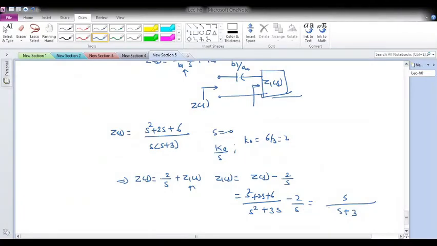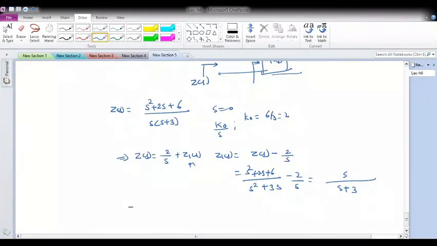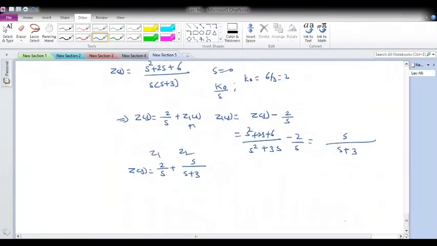Okay, if you solve, you will get s upon s plus 3. So with this, your resultant Z of s you can write as 2 by s plus Z1 of s. Obviously, if Z of s is PR, then Z1 of s is s upon s plus 3, and the individual Z1 and Z2 will be the sum of individual impedances, which are simple. So this also can be realized.